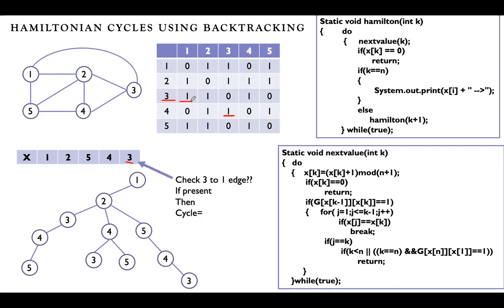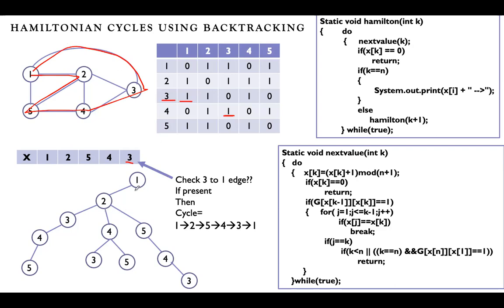You have to check whether a 3 to n edge is there or not. If it is present, then it's a cycle. So we have found one more cycle in the graph, that is 1, 2, 5, 4, 3, and then from 3 to 1. So we have identified one more cycle in this graph. Is it clear?